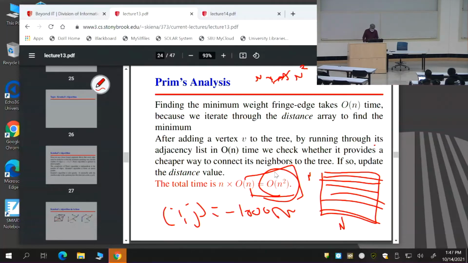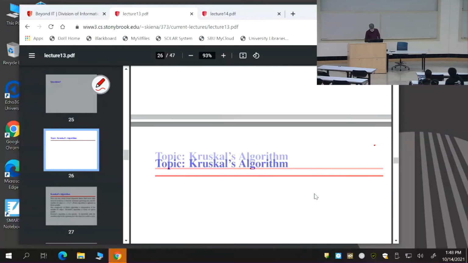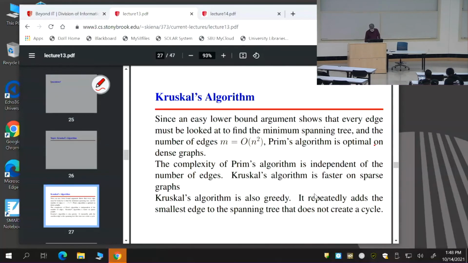Now what if I don't give you a dense graph? If I don't give you a dense graph, it's perfectly reasonable to talk about something that has a linear number of edges and want to find the minimum spanning tree. Okay? So there is another algorithm called Kruskal's algorithm that is another way of computing minimum spanning tree. And this one has the advantage that it is faster on sparse graphs.